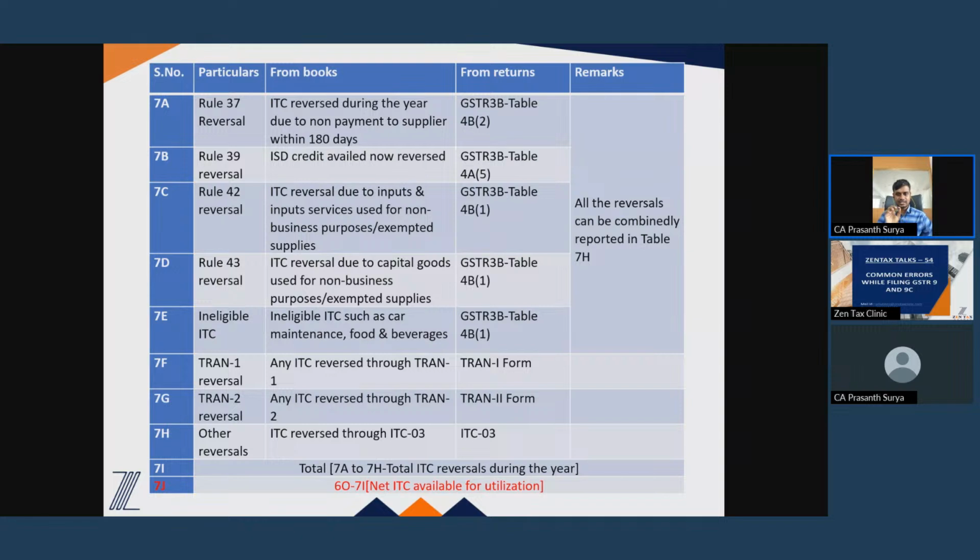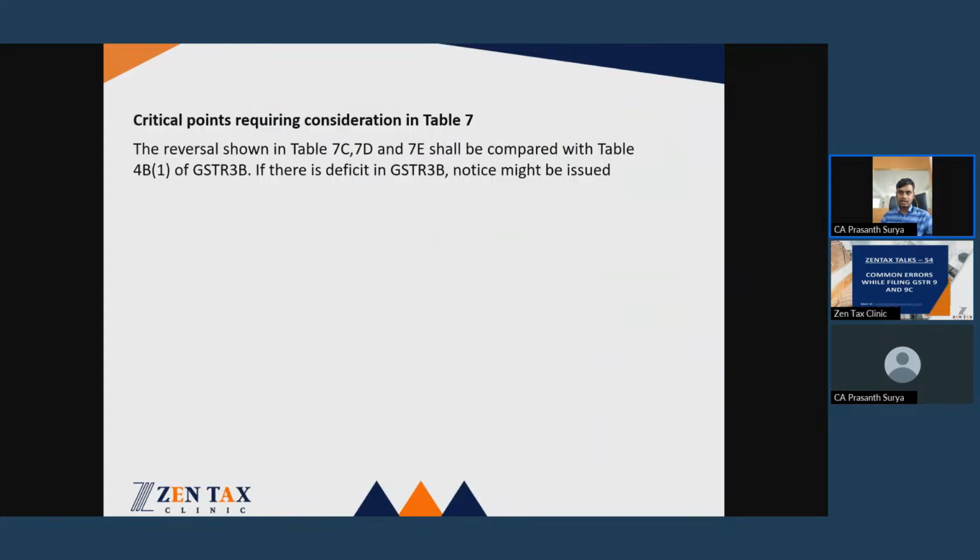Table 7J will have the net ITC available for utilization computed for you. Please match that ITC with your electronic credit ledger. In the electronic credit ledger, please download it in Excel for the entire 12 months from April 2023 to March 2024. Filter the credit part alone. If there are any entries like PMT03A, that is refund recredit, filter the credit part alone. In the credit part, the ITC that is coming there should match with table 7J. If that matches, I think we are all on the same page.